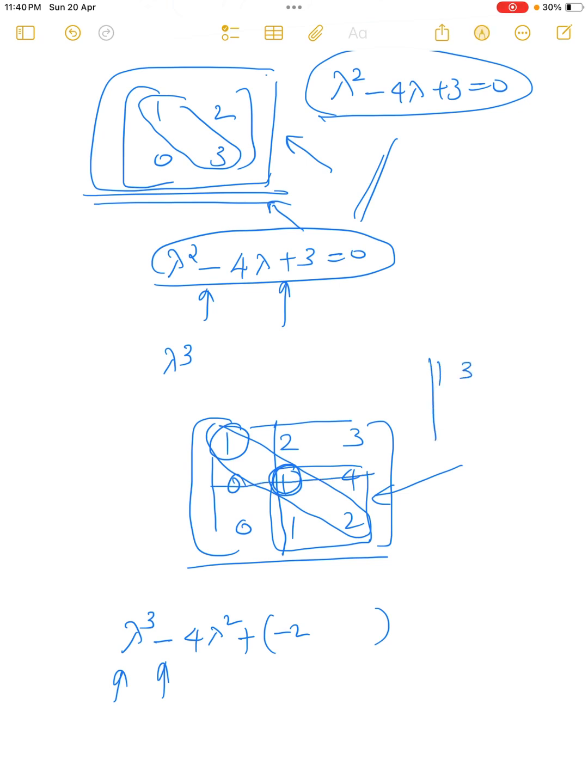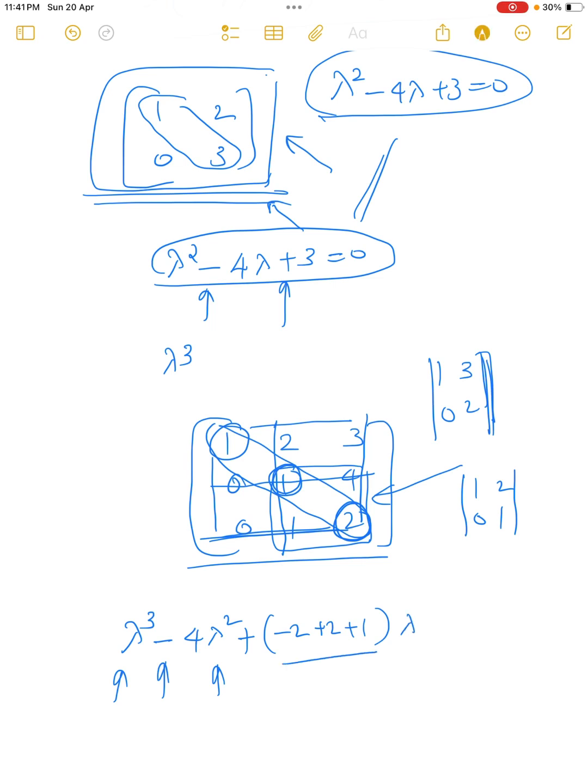Then we get a 2 by 2 matrix, that is 1 3 0 2. We need to find its determinant. Its determinant is 2. Same argument for the last diagonal entry, that is 2. We remove this column and this row, and we get a 2 by 2 matrix, that is 1 2 0 1. Its determinant is 1 by 1, that is 1. Okay, we found the coefficient of lambda square.